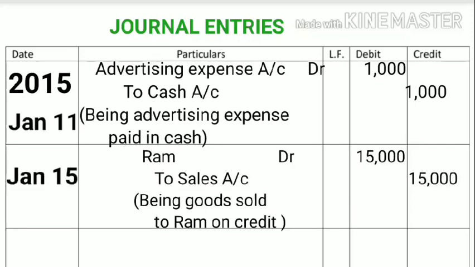January 15, sold goods to Ram on credit. The stock of goods is reduced and Ram owes rupees 15,000 to the firm. The entry is Ram debit to sales account, and the narration will be being goods sold to Ram on credit.